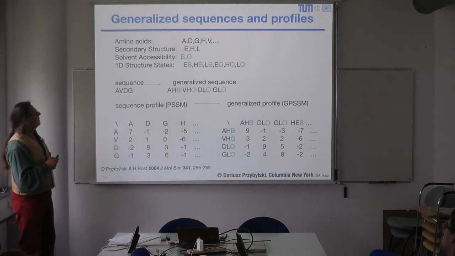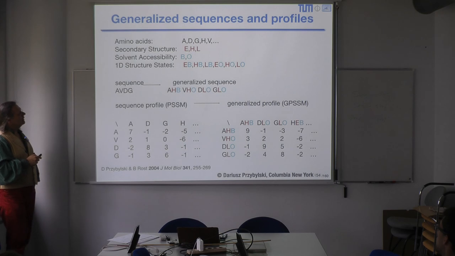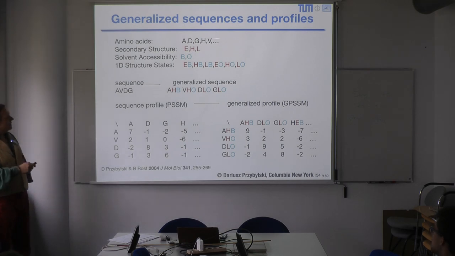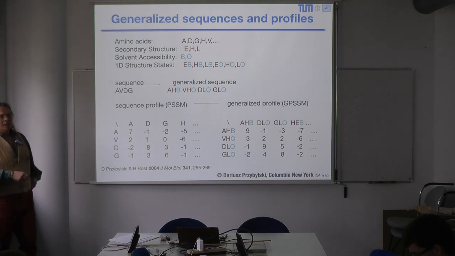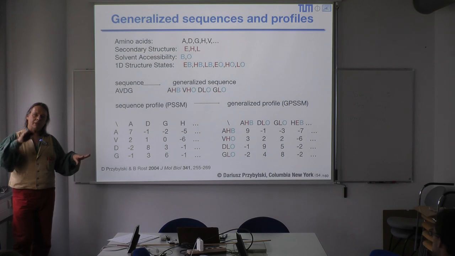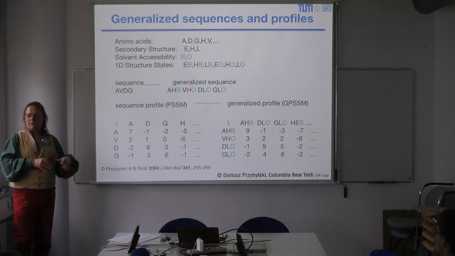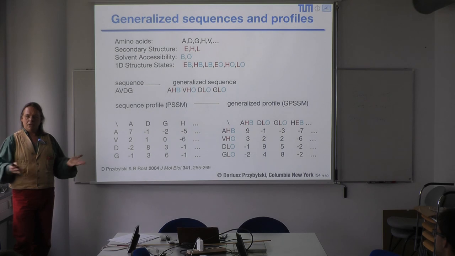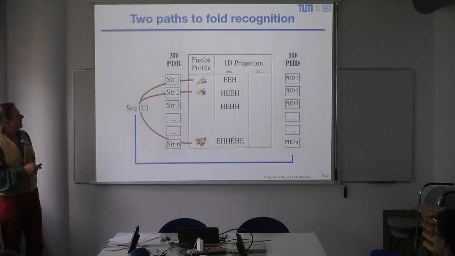I still owe you the method. The method, in fact, takes the prediction of solvent accessibility and secondary structure and puts it into here you see the entire new alphabet. So instead of having 20 amino acids, you now have 20 times 3 times 2, so 120. So you have a new alphabet of 120 letters, and you simply do dynamic programming on these 120 letters.